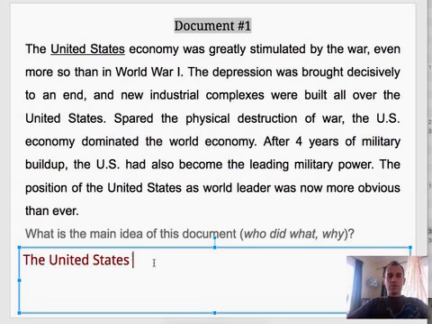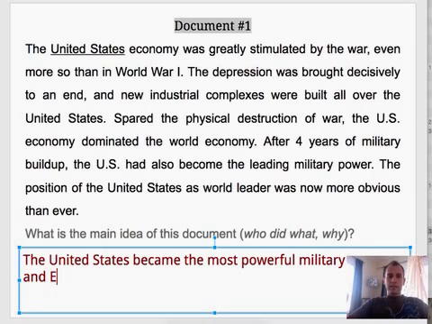So one of the things you do in the main idea is you're somewhat summarizing: the United States became the most powerful military and economy in the world.